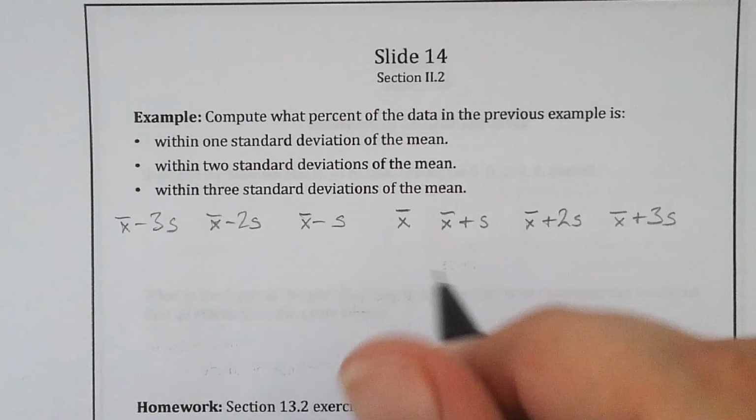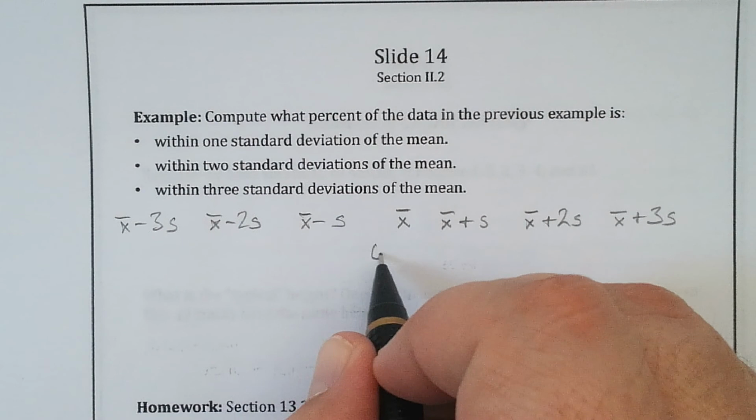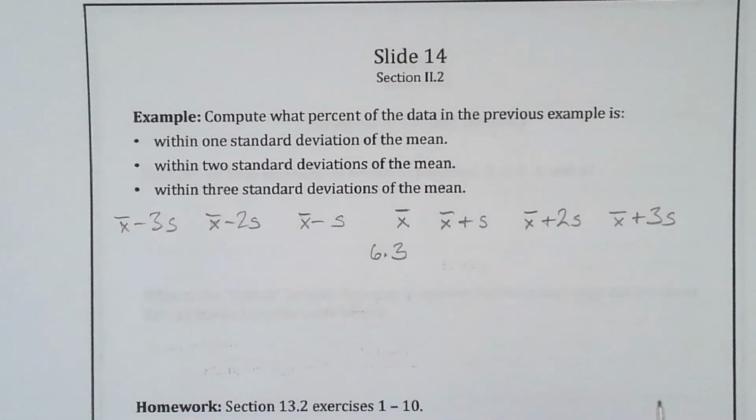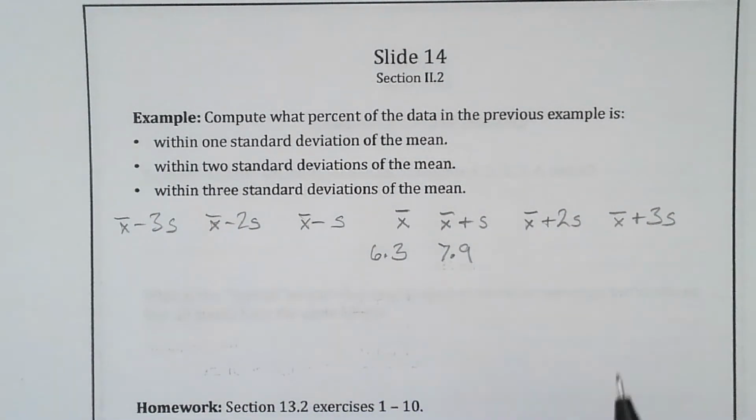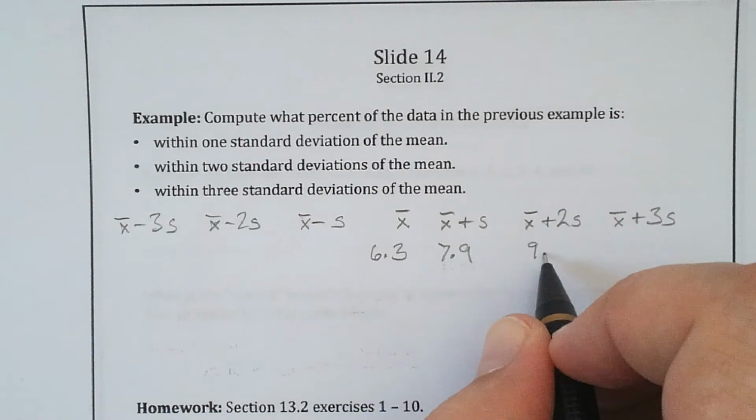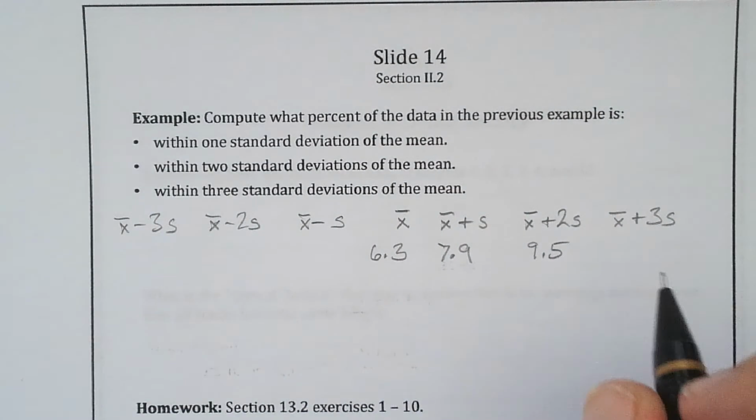Okay, so I just start in the middle. We have 6.3. And then I add 1.6. We'll just use 1.6. That's good enough for what we're doing. 7.9. Add it again, and we get 9.5. Add it again, and we get 11.1.